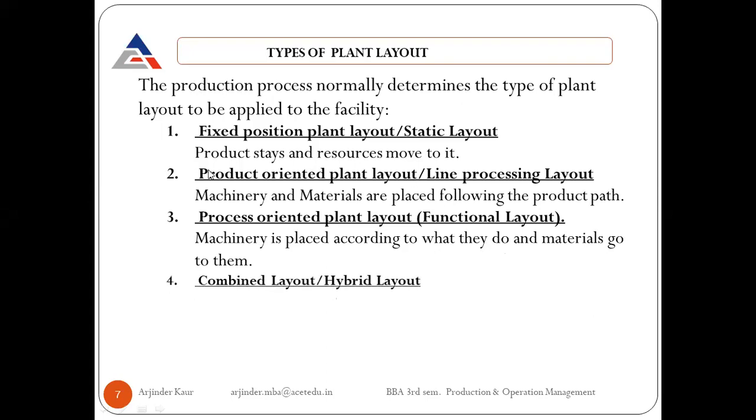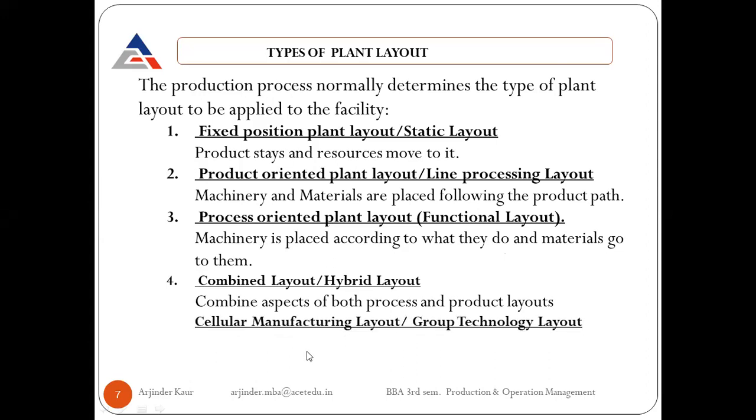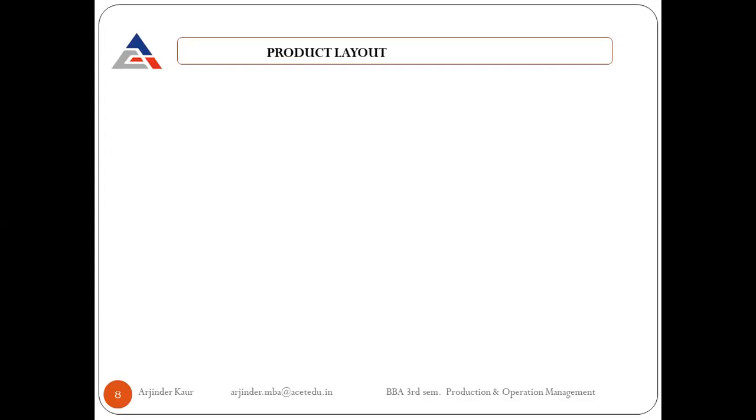involved. Next is the combined layout or the hybrid layout. It combines the various aspects of process or the product layout. So combined layout is basically the combination of any of the layout. And then we have cellular manufacturing layout or the group technology layout. Now we'll be discussing these in detail one by one.